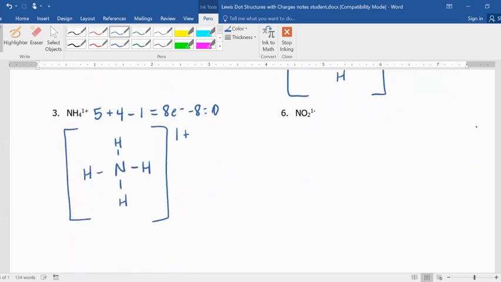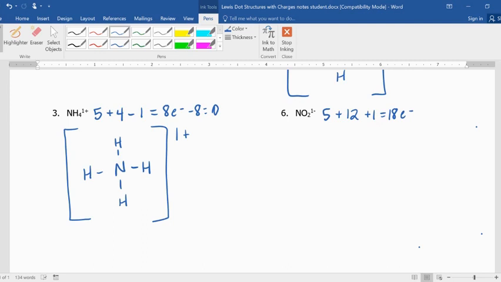NO2 negative 1. If you look at your polyatomic ions, this one is called nitrite. Nitrogen has 5 valence electrons. Oxygen has 6, but we have 2 of them, so that would be 12. And it has a charge of negative 1, which means we're adding 1. So 5 plus 12 is 17, plus 1 is 18.